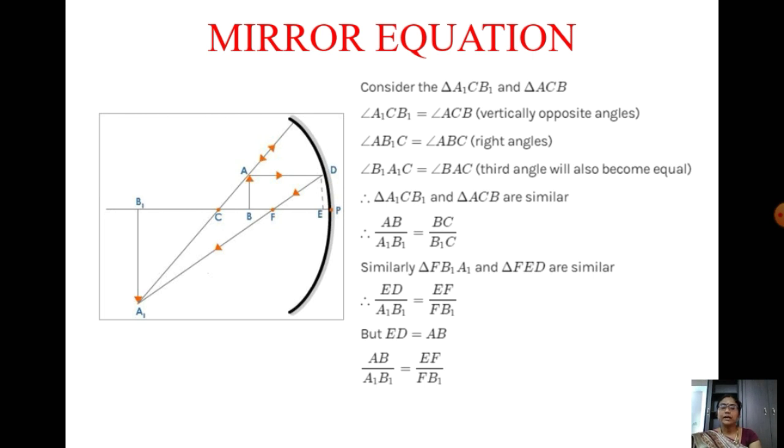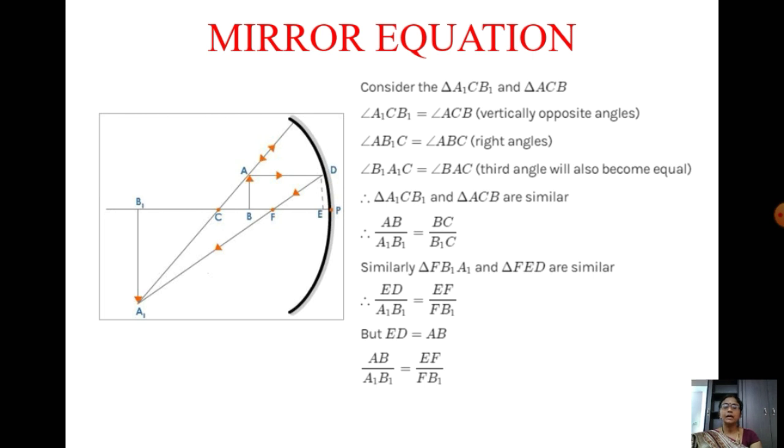Suppose the rays intersect with each other and are made to fall at the point C. This vertically opposite angle will also be the same. If this condition is satisfied, then the triangles are said to be similar. So here in this diagram, we have taken these two triangles as similar.